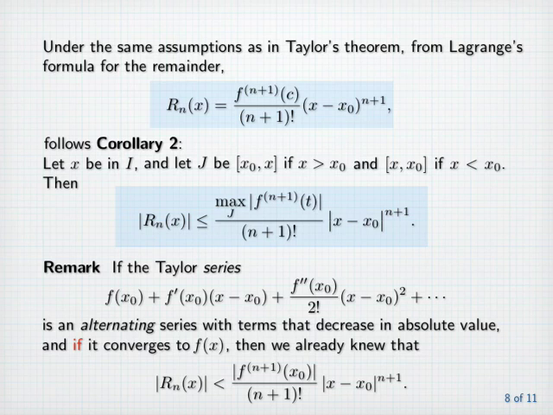Now notice how similar that upper bound is to the upper bound stated in Corollary 2. In fact, they are exactly the same in the case where the maximum value over j of the absolute value of the n plus first derivative occurs at x naught.